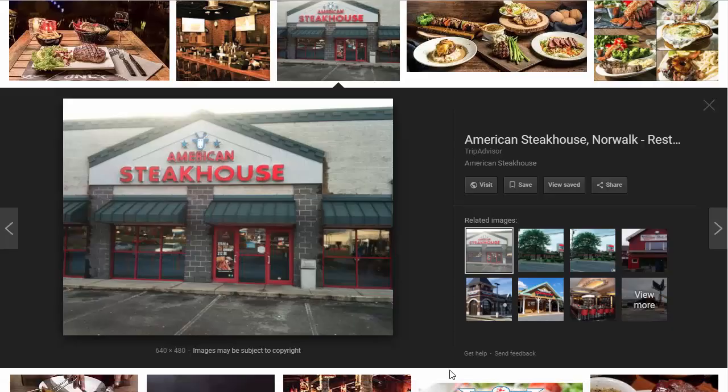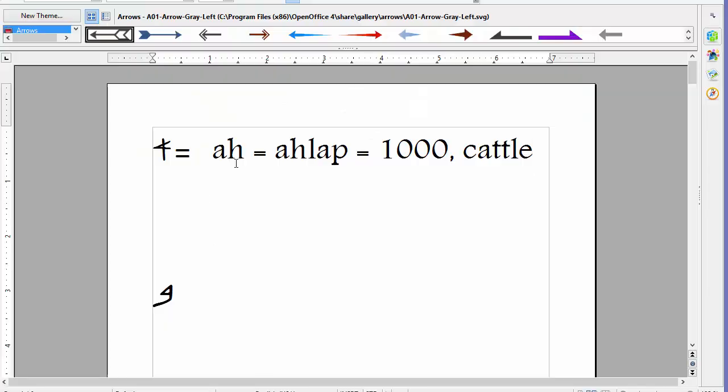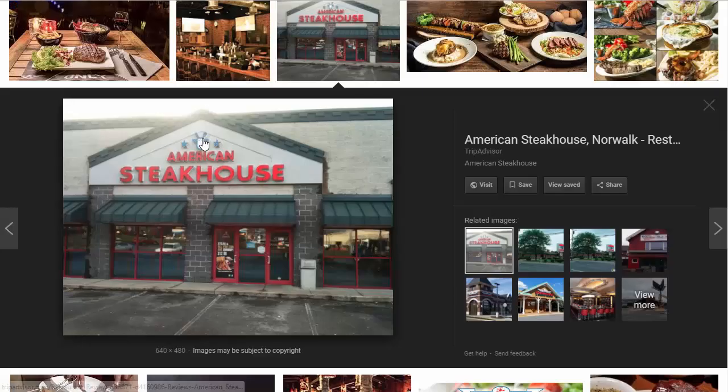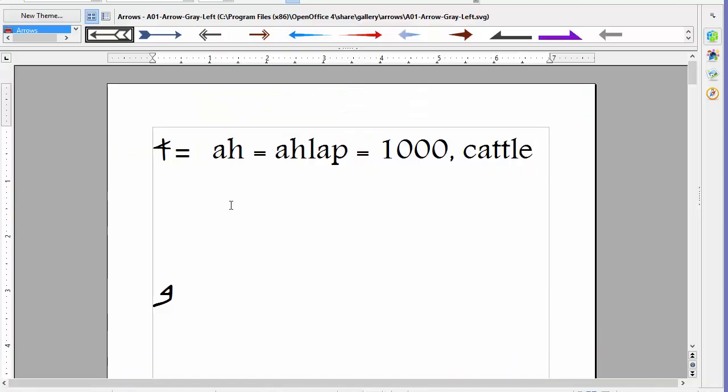As you can see here, if we were to turn this counterclockwise, where this long thing is on the top, you would see an actual stick figure cattle head, as you see here in the American Steakhouse logo. Okay, and that's the best example I can give, because that's the only one that I always remember. So alap is pronounced alap. It comes from the Hebrew word alap, which means 1,000 or cattle.